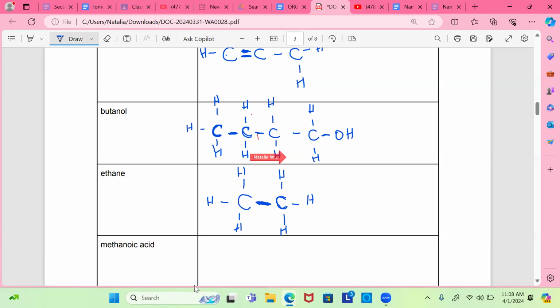Yes, miss. Methanoic acid, how many carbons? 1. Functional group: C double bond O, OH. Each carbon must be bonded how many times? 4. So this carbon is bonded once, 2, 3 times. So I'm only going to add one H. Clear? Yes, miss.